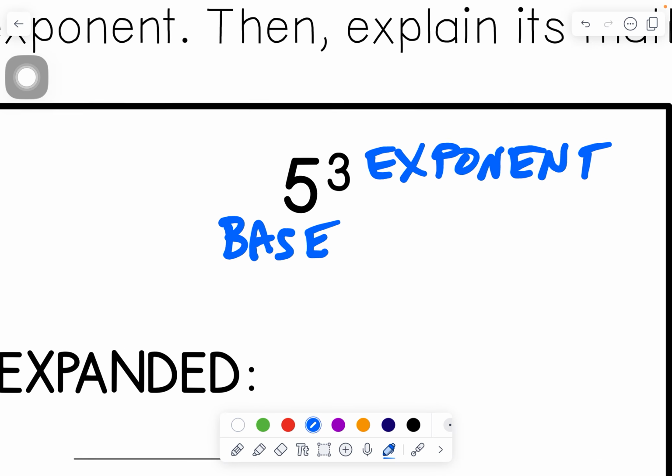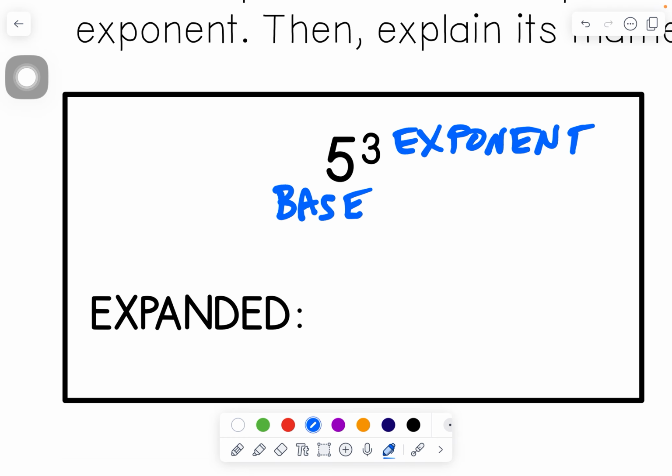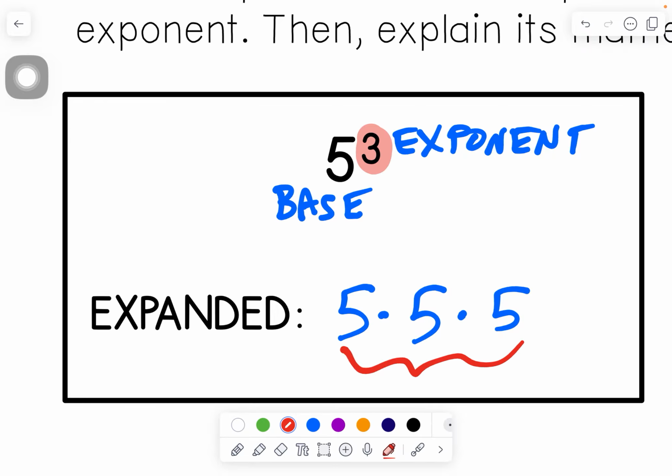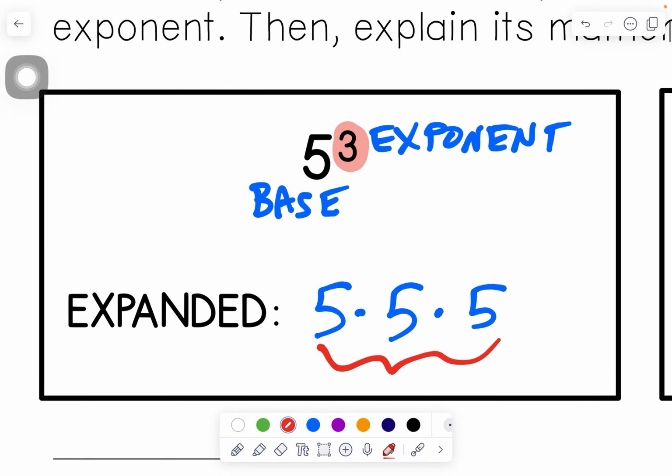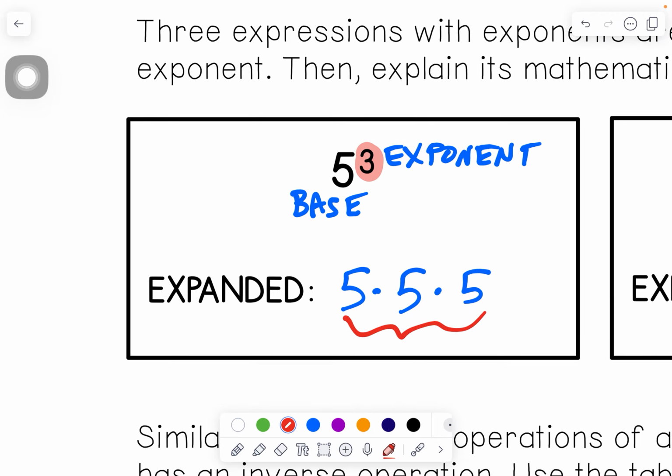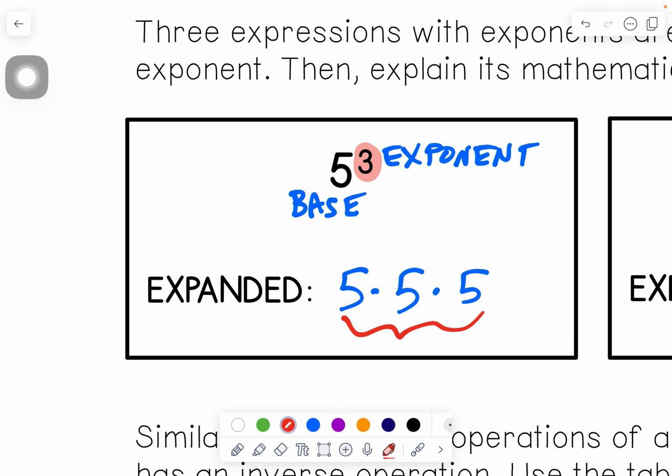Now some people get confused by this, because one thing you're going to hear me say often during this unit is that this right here is not a number. That 3 is an indicator of how many times we have the number 5 written: 5 times 5 times 5. So where do you see the number 3 in this expression? It is not there. Again, the 3 looks like a number, but it does not behave like a number. It is an indicator of how many times we have the base.